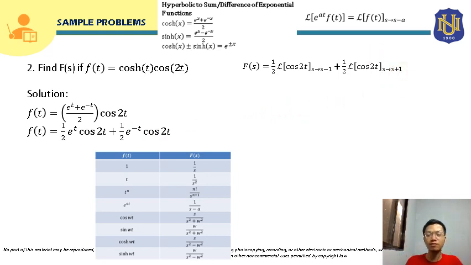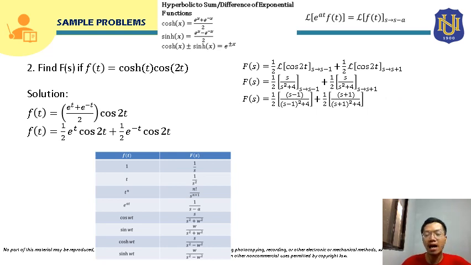From here, we can now solve the Laplace transform. The Laplace transform of cosine 2t from the table will just be s over s squared plus w squared. In this case, our w here is 2, so w squared will be 2 squared, that will be 4. So this will become s over s squared plus 4, but we are going to replace all variables s by s minus 1. Same here, the Laplace transform of cosine 2t will also be s over s squared plus 4, and we will just replace all the variables s by s plus 1.